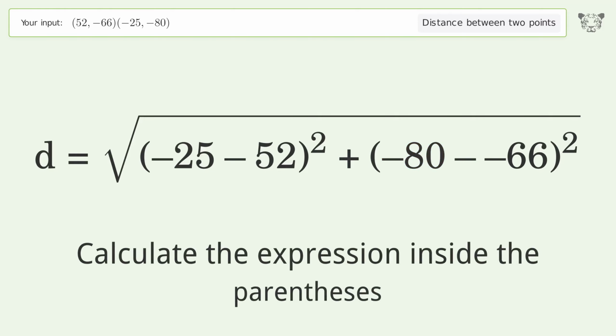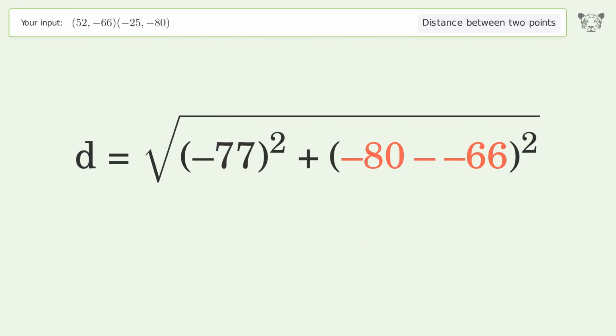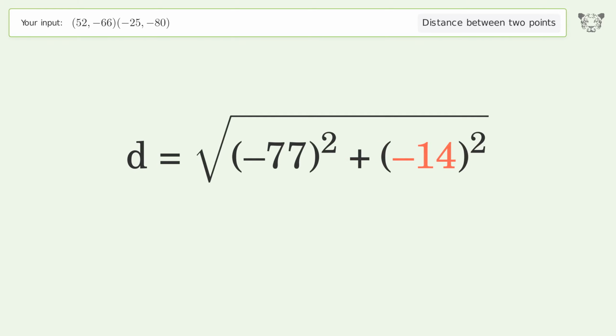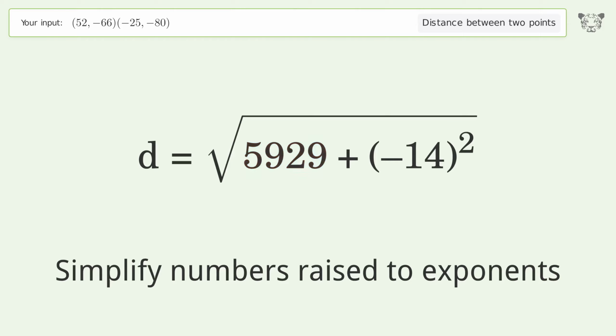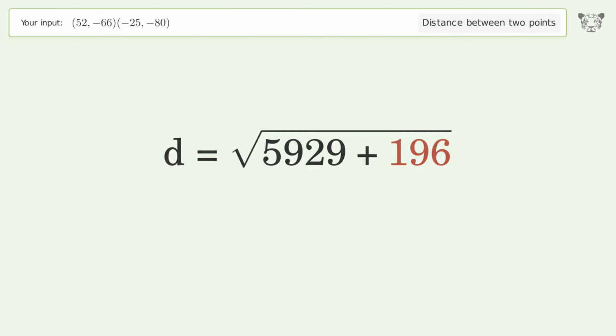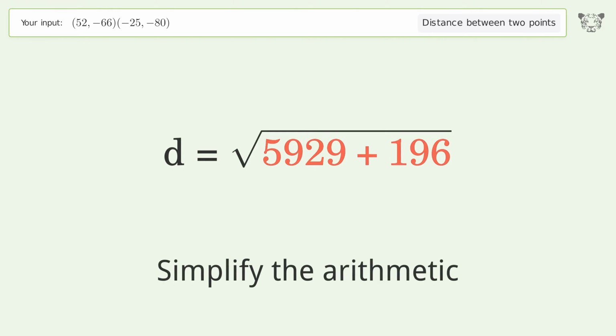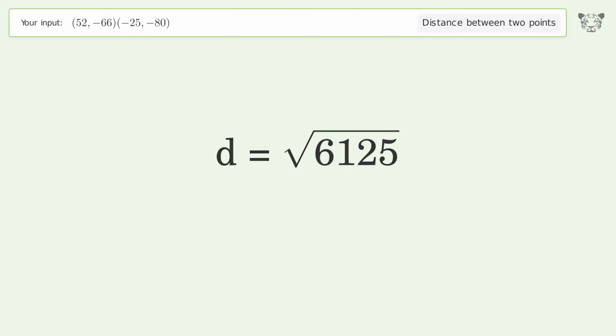Calculate the expression inside the parentheses. Simplify numbers raised to exponents. Simplify the arithmetic. And so the distance between the 2 points is the square root of 6,125 or 78.262.